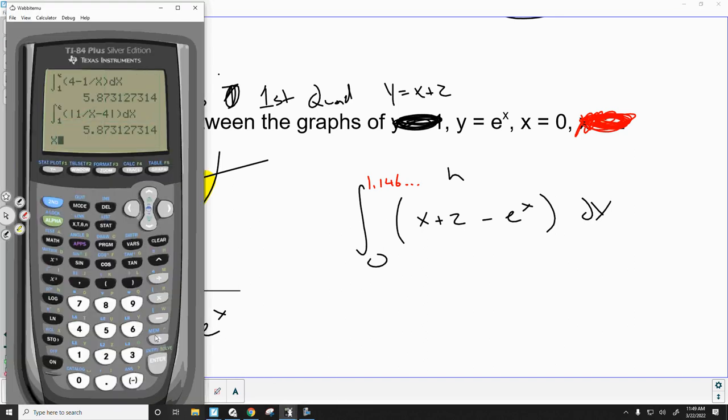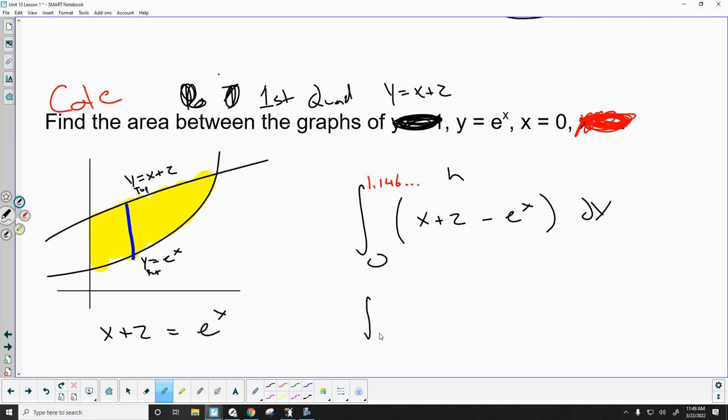So maybe we go back and x is stored as that 1.146. Maybe we store x as a. We'll be doing that a lot. I don't know if I do it on the homework videos. This year has been the year of store. But you would type this into your calculator. Yes, the year of store.